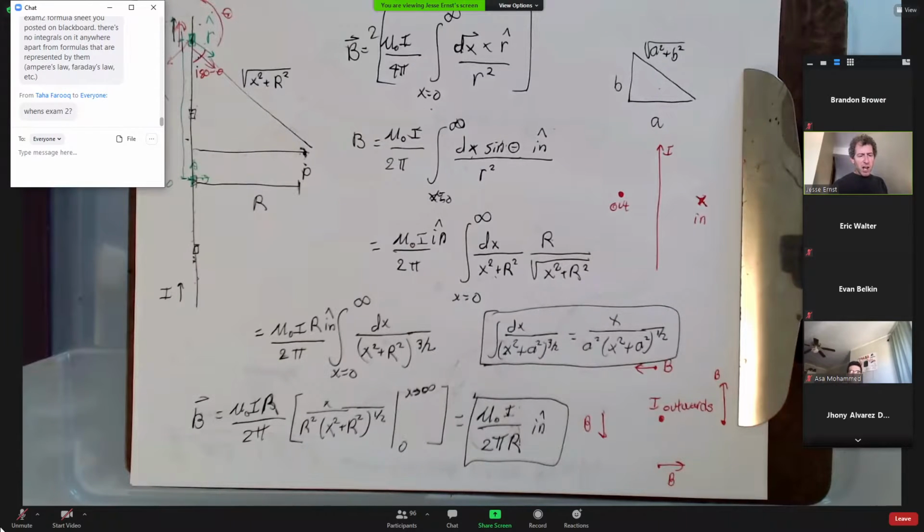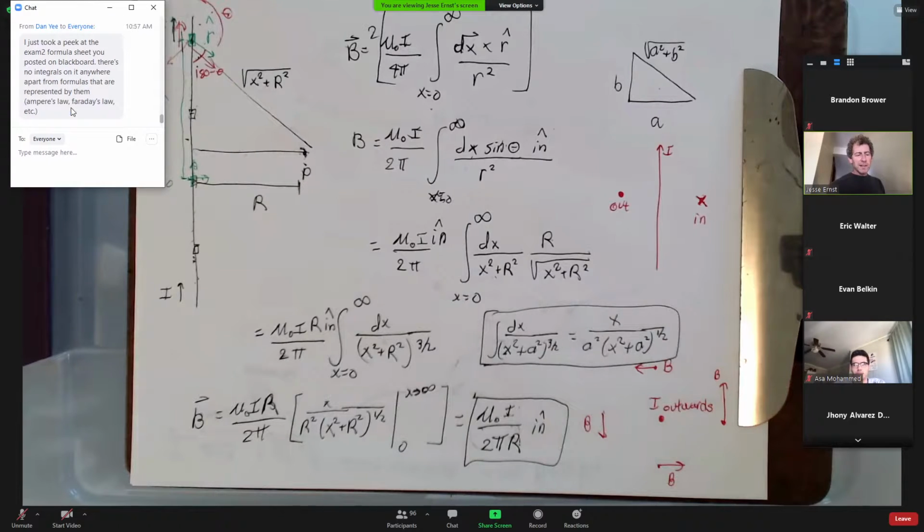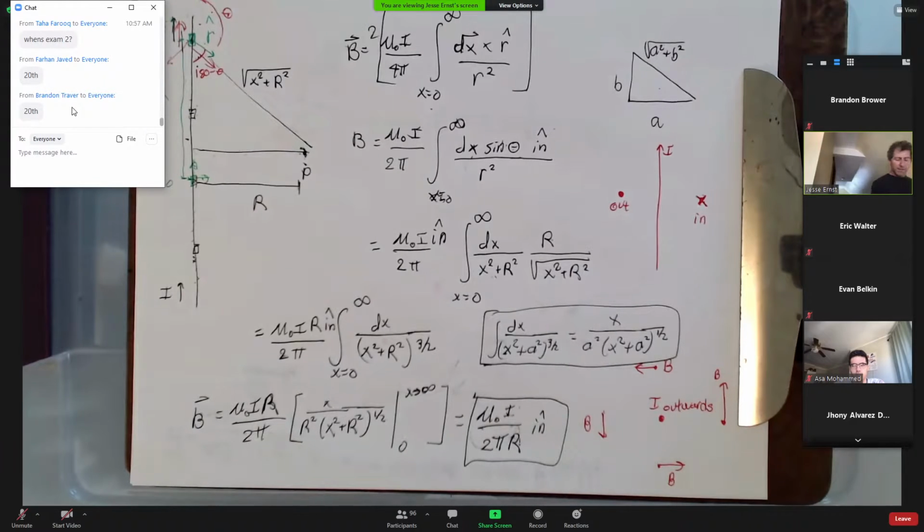Let's see, Dan, I'll look and see what's on the formula sheet. There should be integrals. If not, I'll add them. Exam 2, it's, yeah, look, it's on the syllabus.